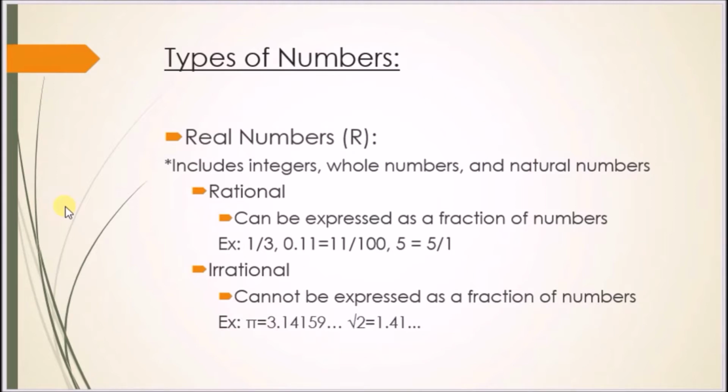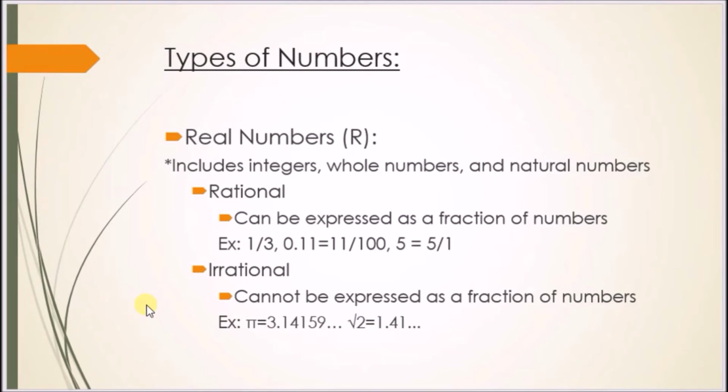For example, we have pi, 3.14159, and it goes on forever. Square root 2, 1.41, and it goes on forever. Irrational numbers do not have terminating decimals that end. However, that is not to say that rational numbers can't have decimals that don't end. For example, we have 1 over 3, which is 0.3333, and it goes on forever. However, this can still be expressed as the fraction 1 over 3, whereas pi cannot be expressed as a fraction.